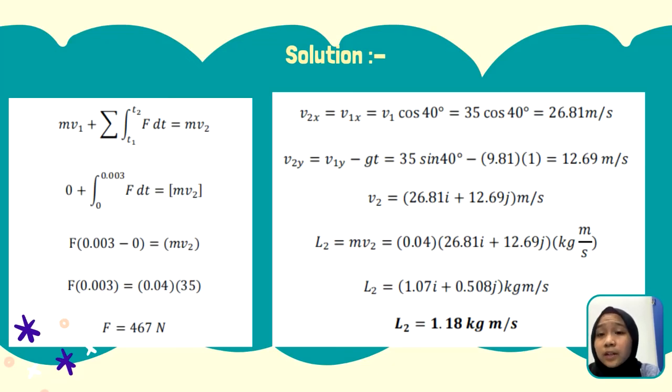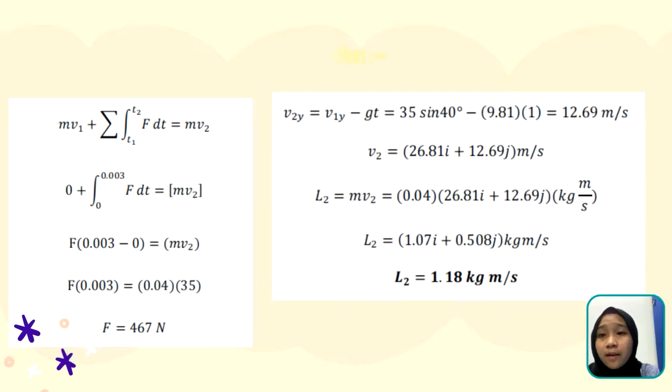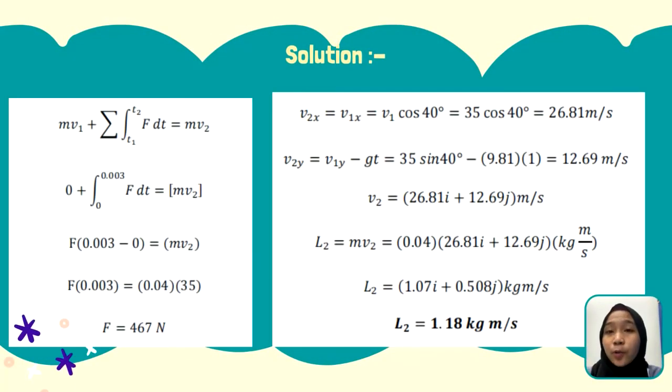Then, to get the final answer, the F, we insert all of the information given into the formula. We substitute all of the information into the formula mv1 plus the integral from t1 to t2 of F dt equals mv2, and then the F we will get is 467 Newton.